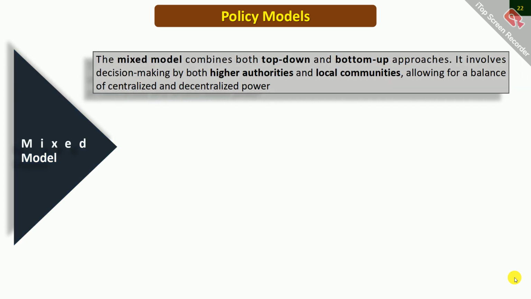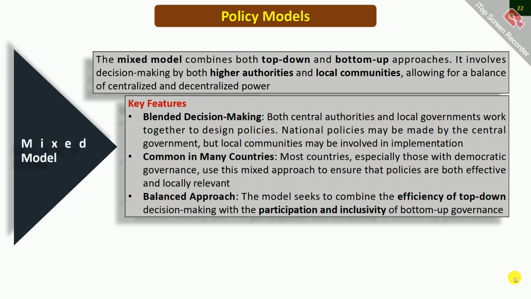Another type of policy models is mixed type, in which the bottom up and top down are mixed. So the mixed model combines both the top-down and bottom-up approaches, which involves decision making by both higher authorities and local communities, allowing for a balance of centralized and decentralized power. The key features in mixed models include blended decision making, that is, both central authorities and local governments work together to design policies. National policies may be made by central government, but local communities may be involved in implementation.